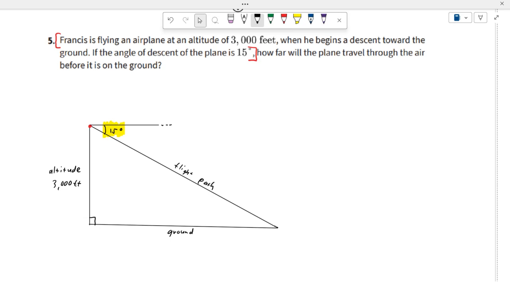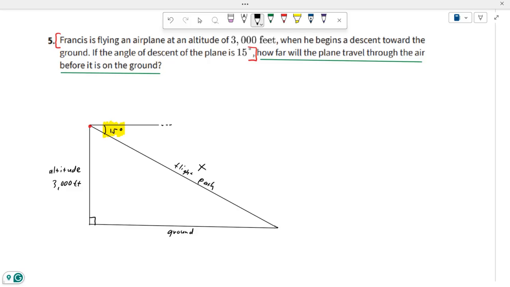So again, as a reminder, Francis is flying an airplane at 3,000 feet. He begins a descent. If the angle of descent is 15, how far will the plane travel through the air before it is on the ground? That's what we're being asked to find. So that is our flight path, which I'll just label as X. You could use just about any letter that you want. I'll just go with a standby and say it's X.